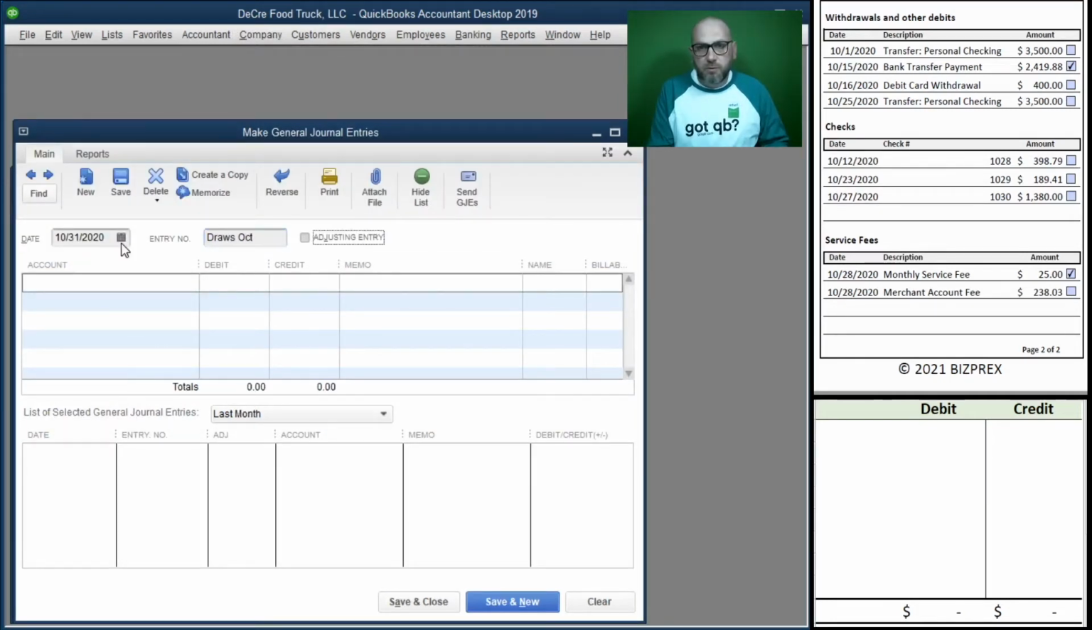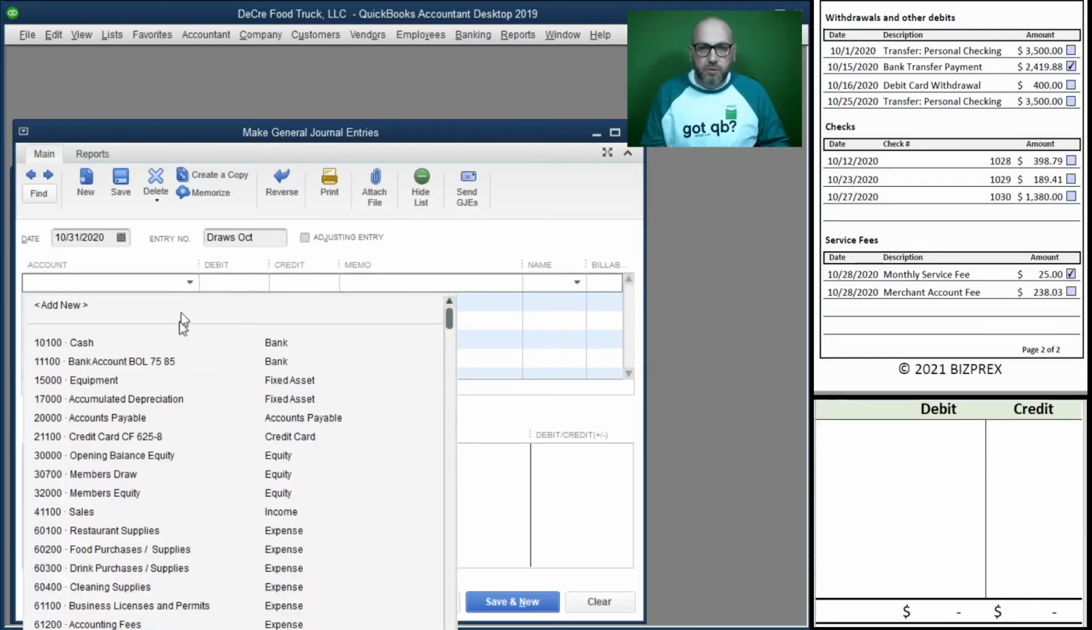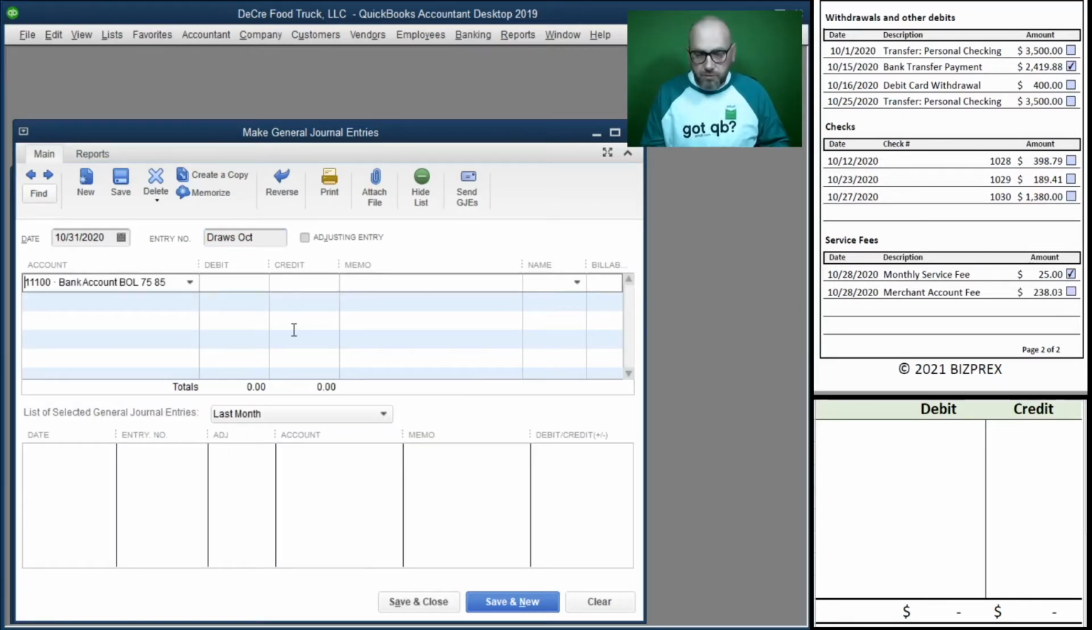Draws October, right? So we know one thing for sure, what's happening. Bank account will be reduced because we're taking money out of our bank account, right? Bank account is reduced through credit. And the cool part about QuickBooks is we can just add it all right here.